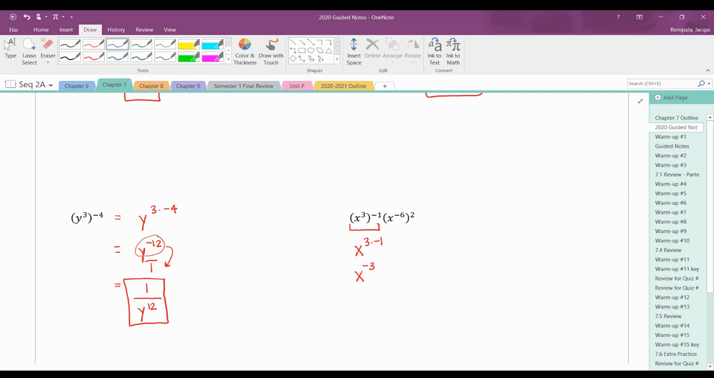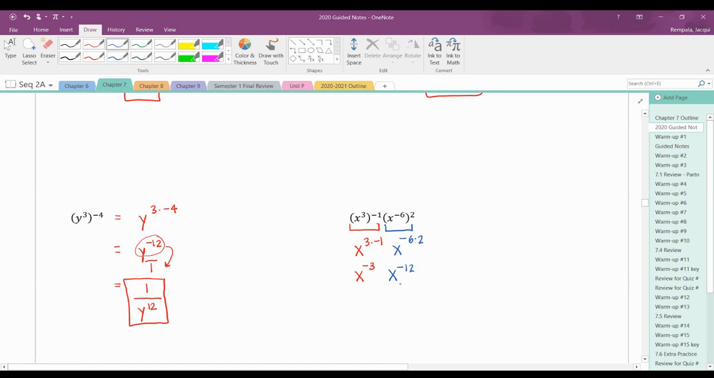I'm going to now focus, I'll change the color. Now I'm going to focus on this part. We've got x to the negative 6 power raised to the second power. So I have to keep the base, but then I multiply my exponents together. Negative 6 times 2 is negative 12.